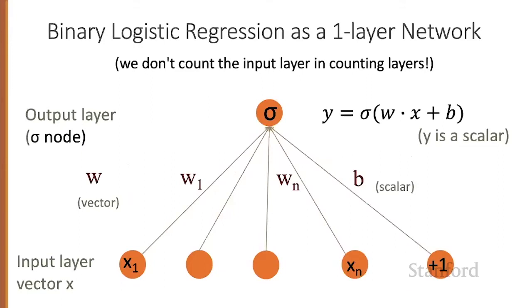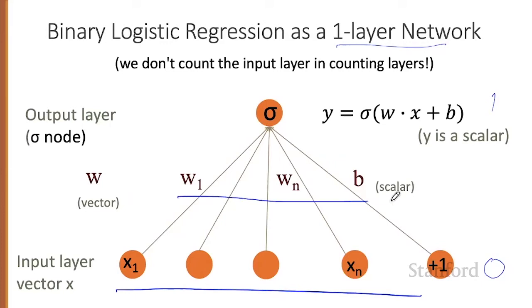Let's go back to logistic regression. We can think of binary logistic regression as a one-layer network. We don't count input layers when we're counting layers, so we'll call this input layer, layer 0. And so this is a one-layer network. So we have an input layer we could call layer 0, consisting of a vector x. We multiply x by a weight matrix, W, add a scalar b, and then the first layer, the output layer, computes a scalar y by applying a sigmoid to Wx plus b. So simple logistic regression viewed as a network.